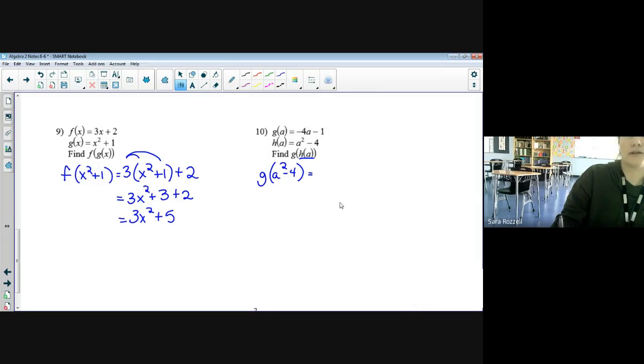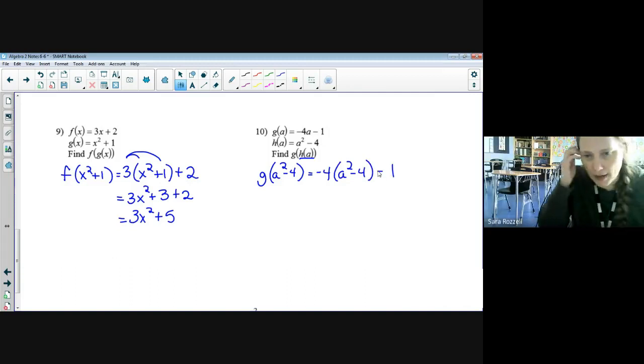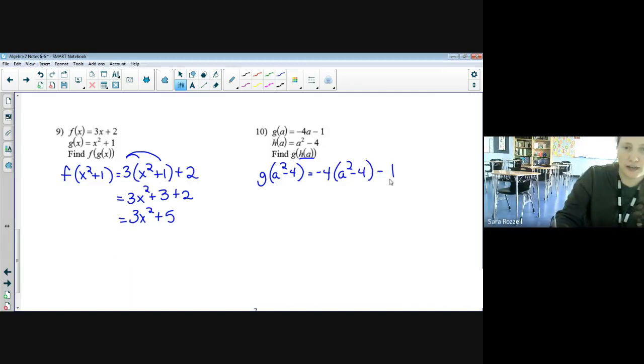All right, how's it going? I think we got it. Okay, let's check. Minus 4. Well, there's the a. I don't want a anymore. I want to write all this stuff in the parentheses. A squared minus 4. Then my minus 1. There's no variable there, so I just have to keep the minus 1. Okay, and then now we distribute.